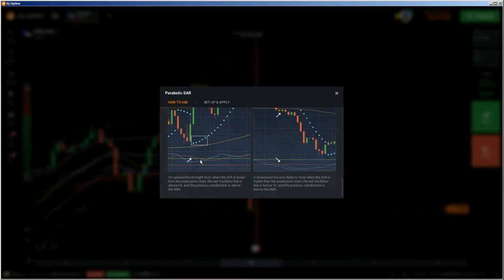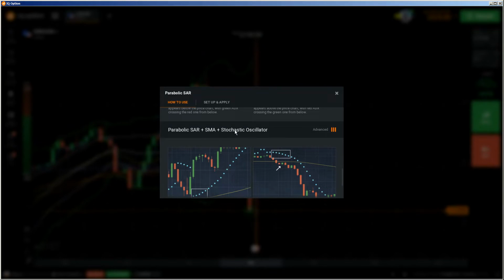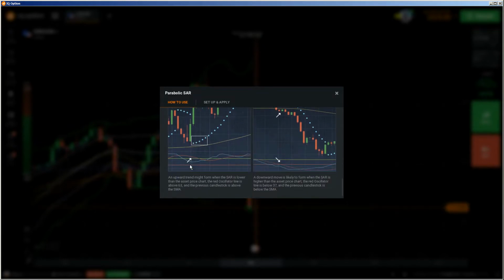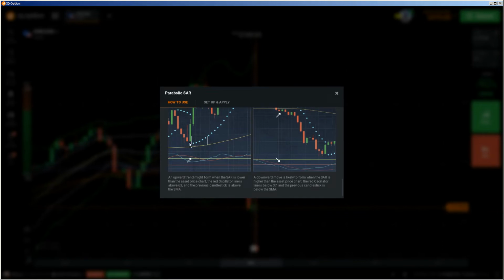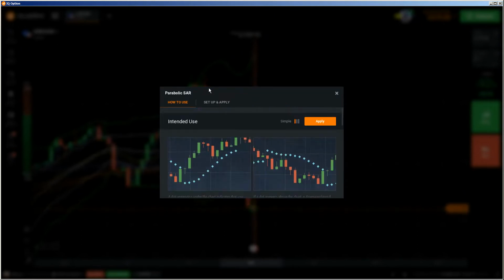And this is a crazy strategy, yes, where they're telling you to combine the moving average with the SAR and the stochastics oscillator. If the price is above 63, this is always ridiculous, this number. Yes, you have an uptrend, yes, and the price is above the moving average and the dots are below, so you have an uptrend. I don't like this strategy. I don't believe that this will work though.